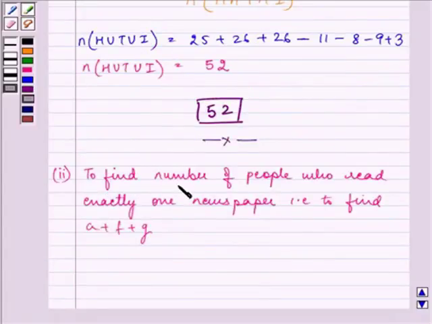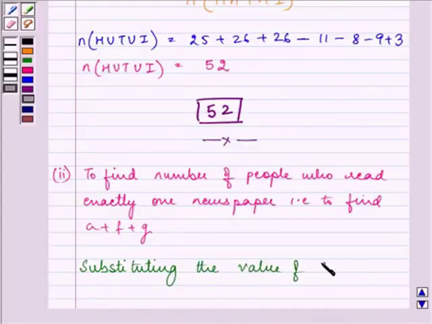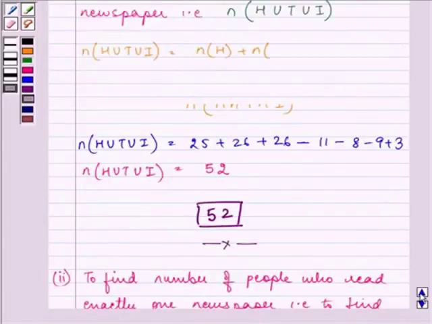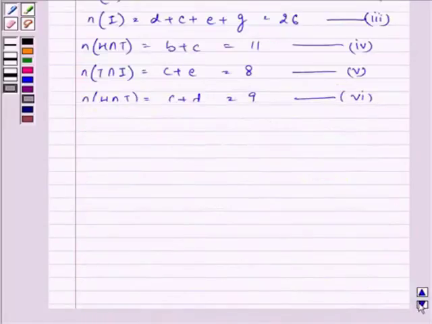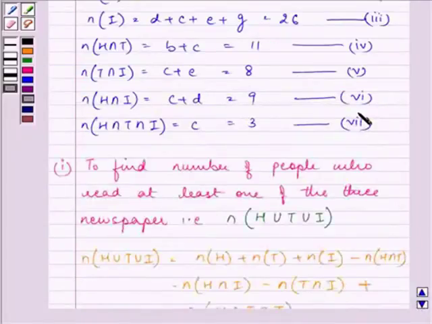Then in the second part we need to find the number of people who read exactly one newspaper, that is to find A plus F plus G. Now substituting the value of C from the above equation, that is equation 7, in 4, 5 and 6, we can get the values of B, E and D.